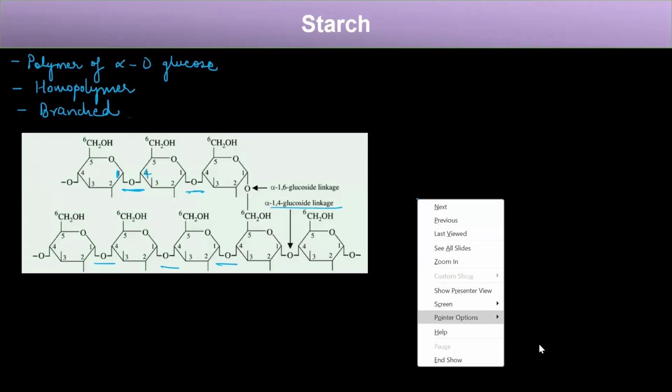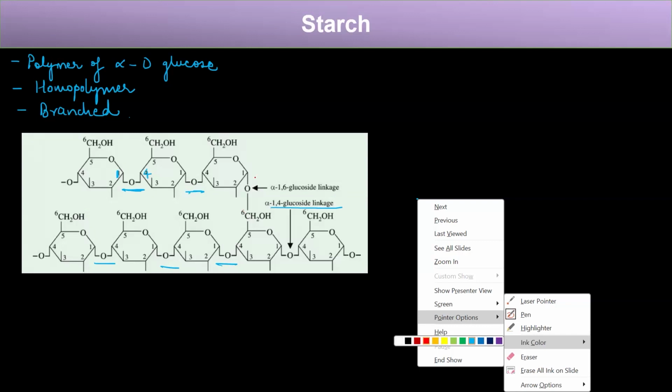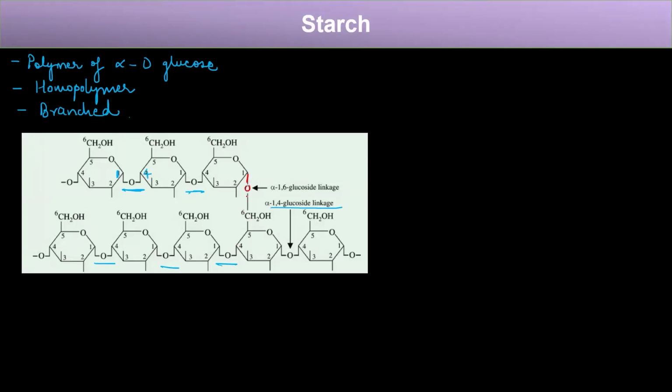But apart from alpha 1,4 linkage, we can also see a different type of linkage, and this linkage is present here. It is known as alpha 1,6 linkage. Why? Because if you see, this linkage is between the first carbon of one sugar molecule and the sixth carbon of another. Hence, it is known as alpha 1,6 glycosidic linkage. So the starch has two types of glycosidic bonds.